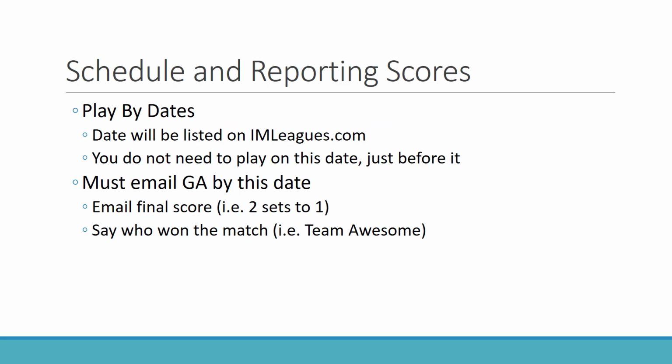All matches are played without the supervision of competitive sports staff. You do this by having a play-by date. IM Leagues will list a date and time that you need to play the game by, and you need to then email the score and who won the match to the graduate assistant in charge of tennis that semester. It is important to note that you do not need to play on the date listed, you just need to play before that date and email the GA by the time they tell you. The GA will also provide you with the opponent's email address at the beginning of the season so that you can set up when you will play each match.